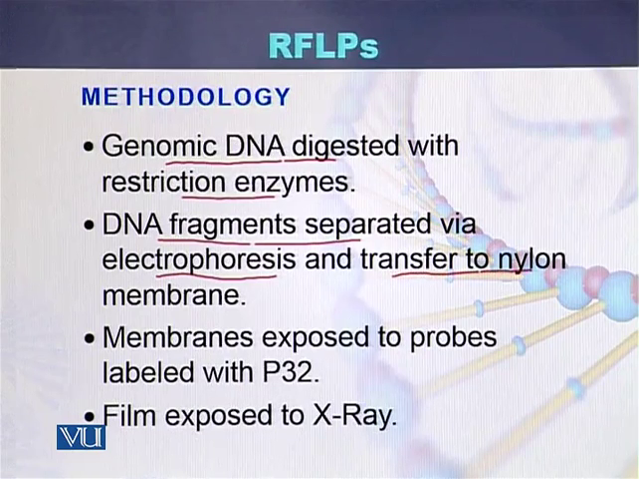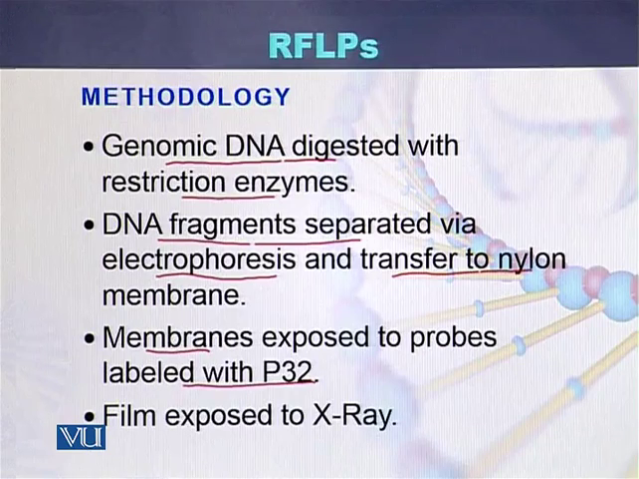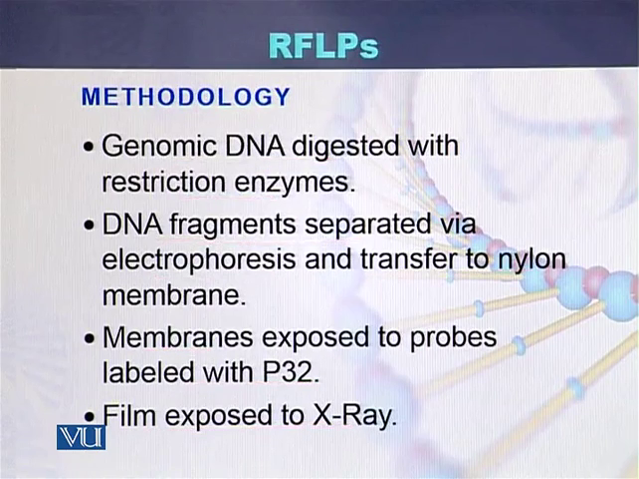Once they are transferred to the nylon membrane, the probe, which is usually a labeled DNA sequence, is exposed to the membrane where the DNA fragments have been transferred. Once the probe binds to the complementary DNA present on the nylon membrane, the film is exposed to X-rays to study the results of the restriction fragment length polymorphism. So this is the methodology of how this technique is performed.